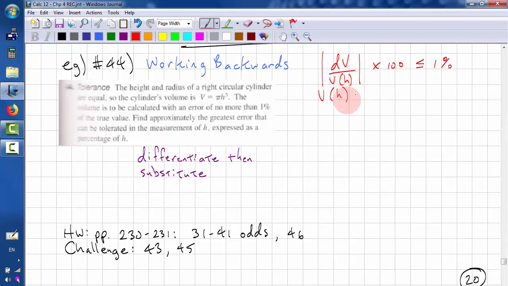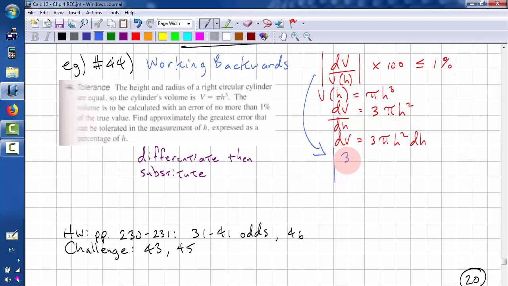Let's set up our formula. V of h equals pi h cubed. So dV/dh equals 3 pi h squared, and dV equals 3 pi h squared dh. Substituting back into here, we have absolute value. Anytime you see variables that are the same, you can always substitute. And it's a good strategy in helping you solve. And we have V of h, so we want to substitute that in. Pi h cubed times 100%. Let's fix that, put a percent there. It's less than or equal to 1%.